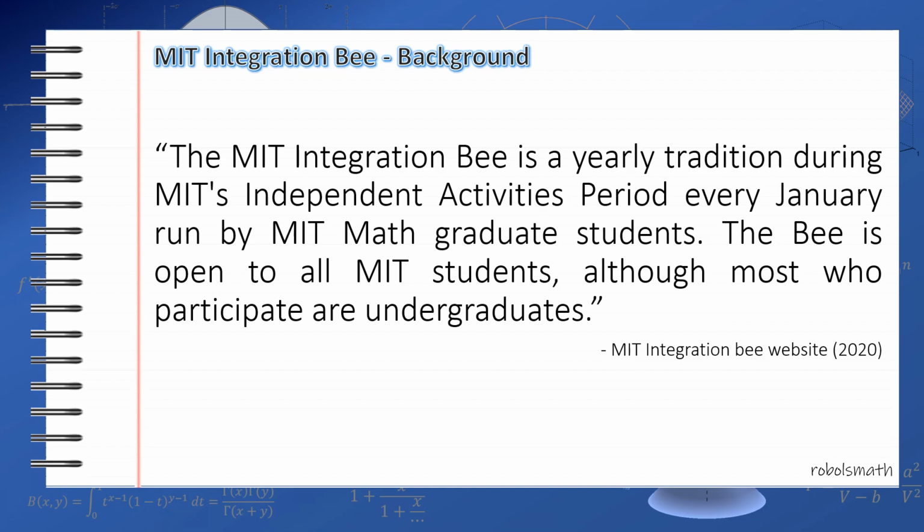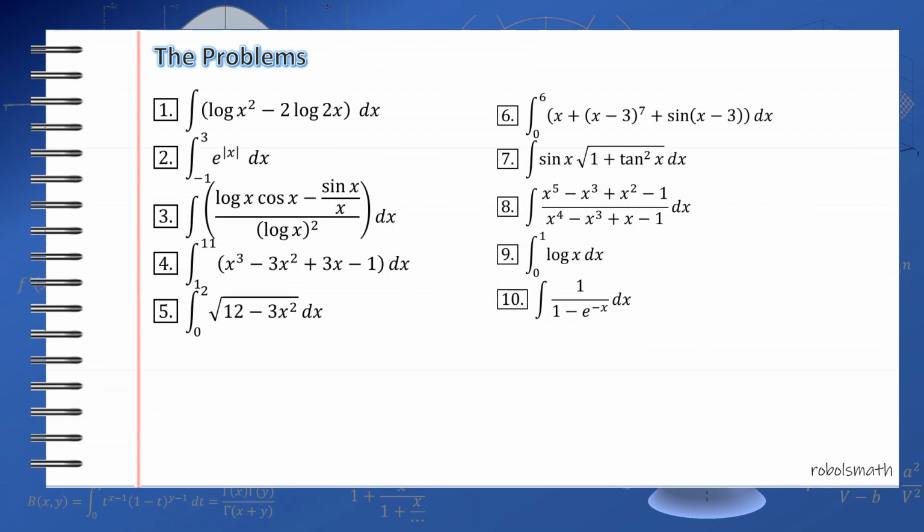So for this video, I will be trying to solve the problems in the elimination phase of the MIT Integration Bee in 2013. These are the first 10 problems. Some are definite, some are indefinite. 4 or 5 of them are definite, and the rest are indefinite. Some are quite easy, some maybe not. Anyway, let's try to solve.